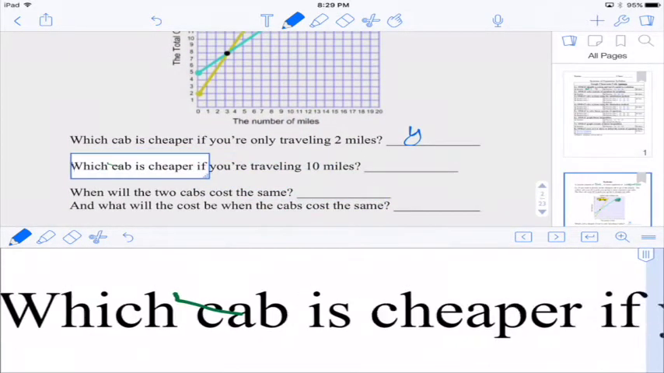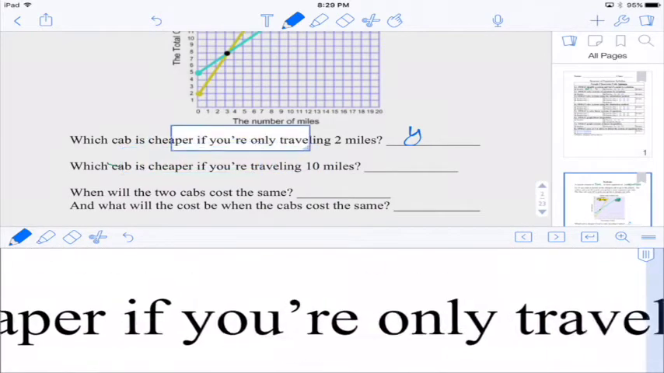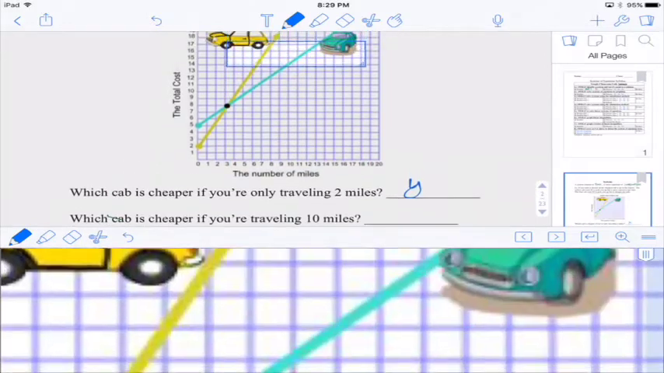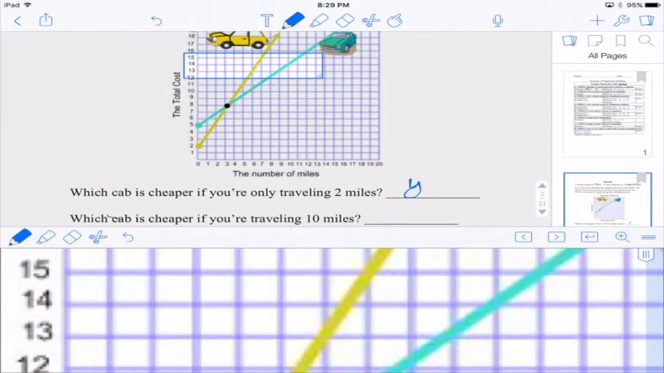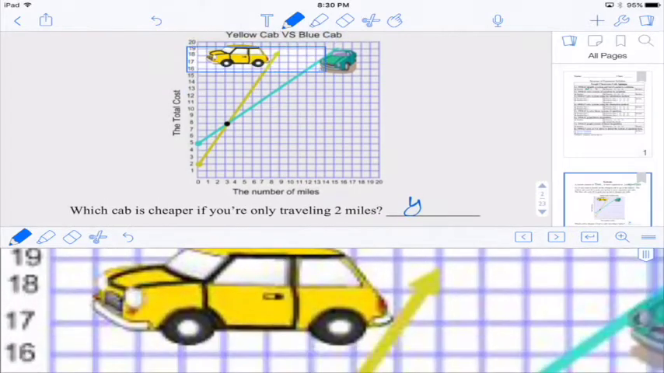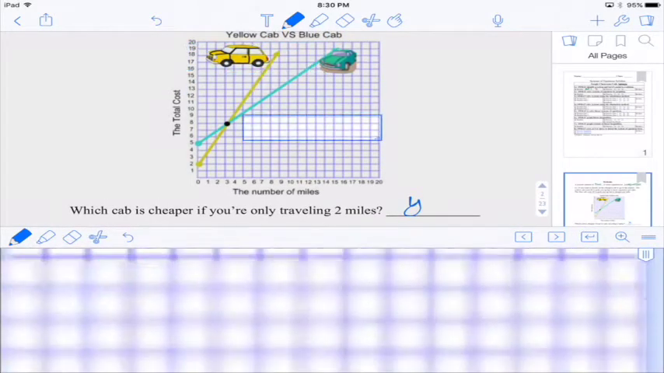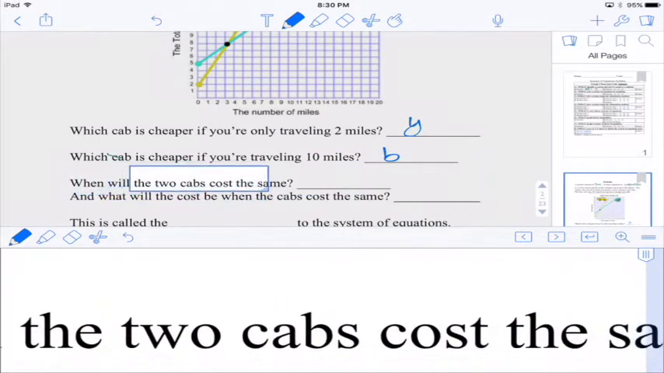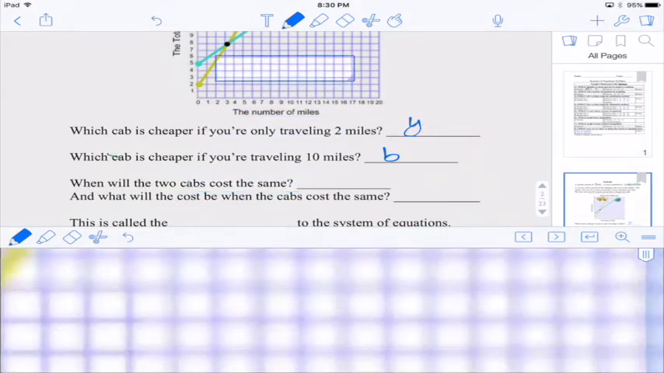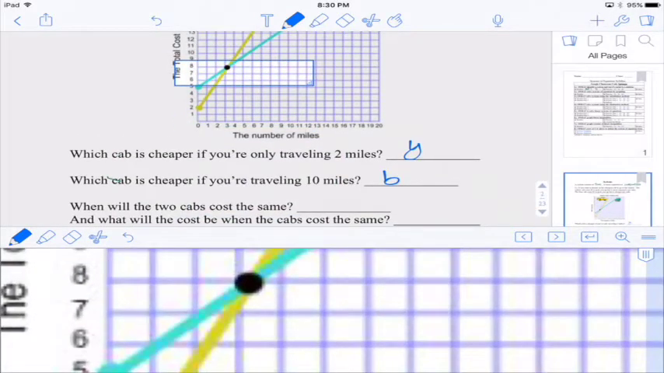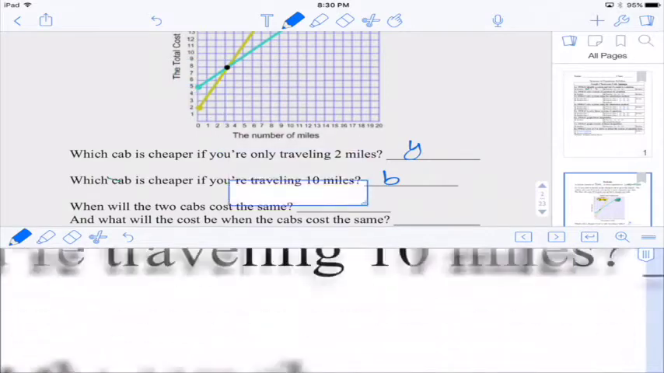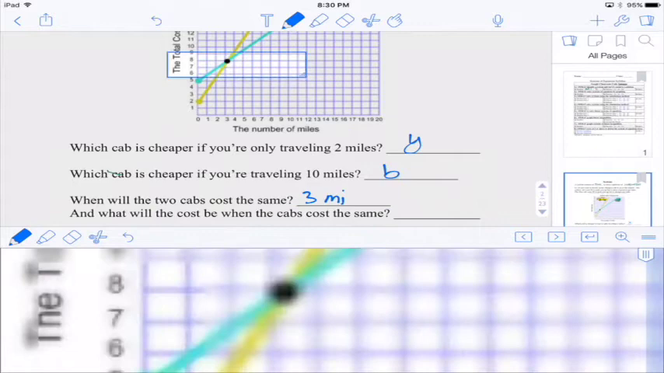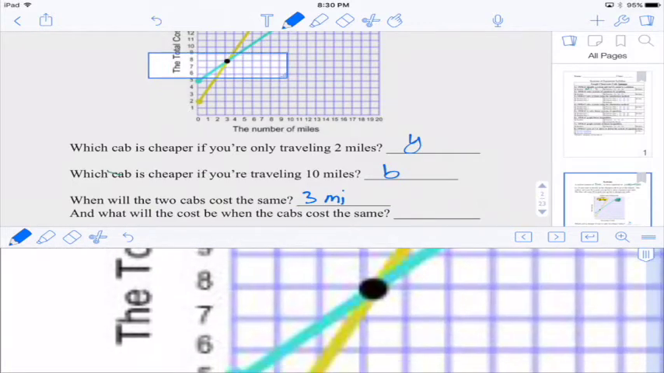But after you travel 10 miles, then that blue cab is cheaper. So at 10 miles, it's about $14 for the blue cab and way more expensive for that yellow cab. So now the blue cab is cheaper. When will the two cabs cost the same? Well, right here, this is where they cross. At 3 miles, the two cabs cost the same, and at 3 miles, it's $8.